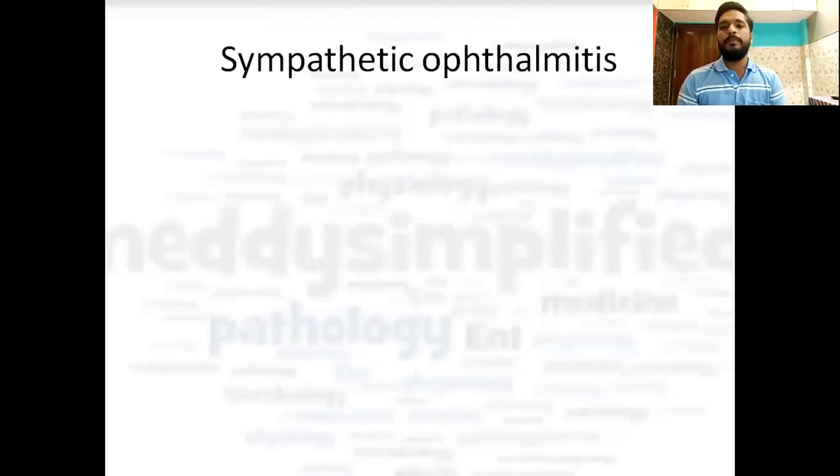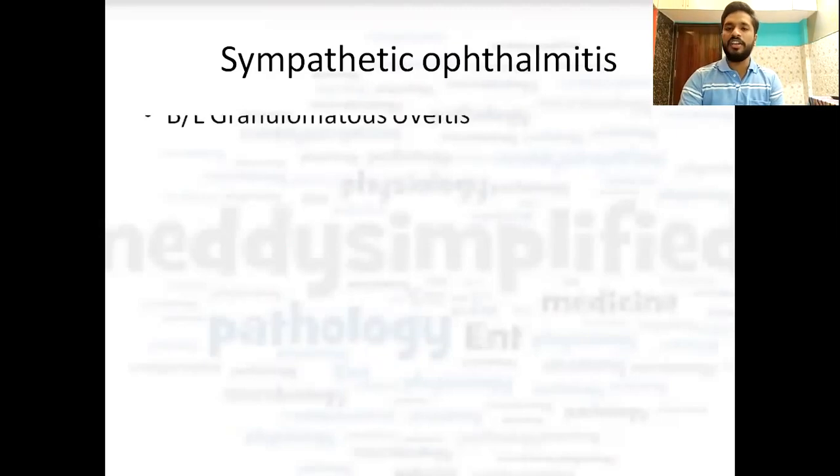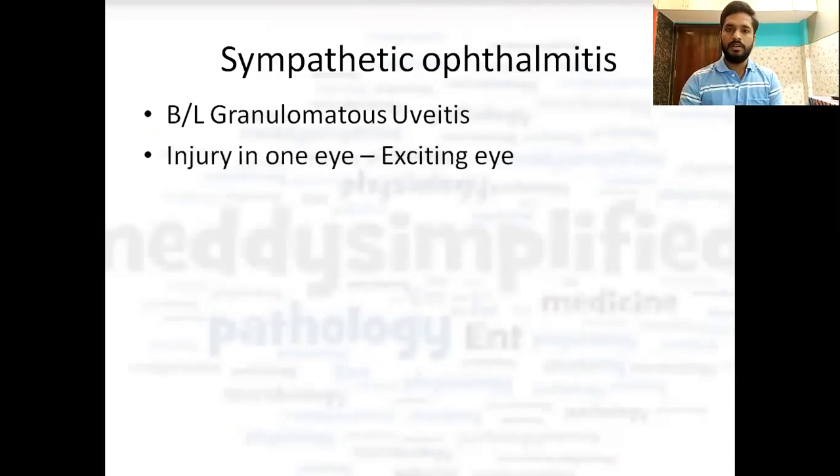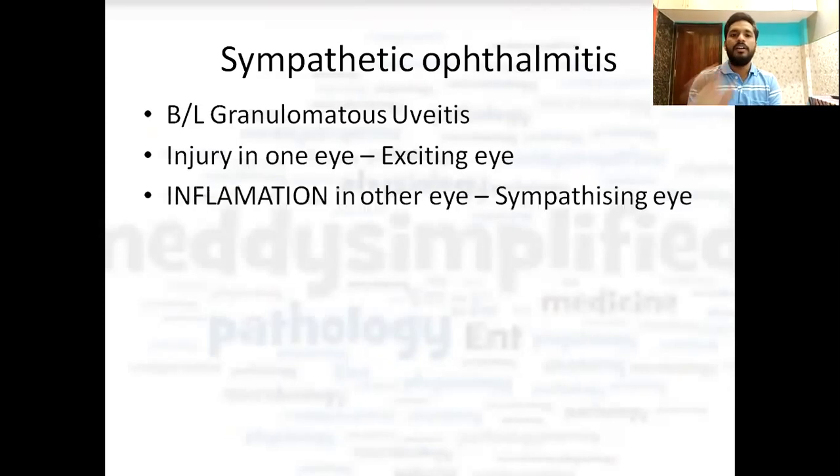Now going further, sympathetic ophthalmitis. Okay, it is a bilateral granulomatous uveitis of both eyes. What usually happens is that one eye is injured, that is known as the exciting eye, and the other eye, which was not injured, will show inflammation in it. The unaffected, untraumatized eye is inflaming, and this is known as sympathetic. Inflammation in the other eye is called the sympathizing eye.